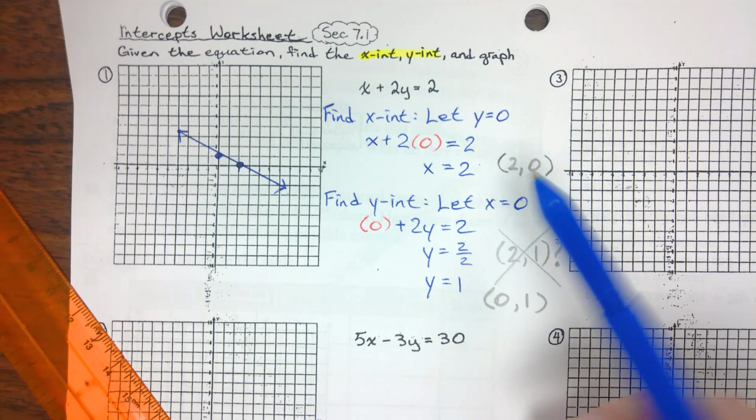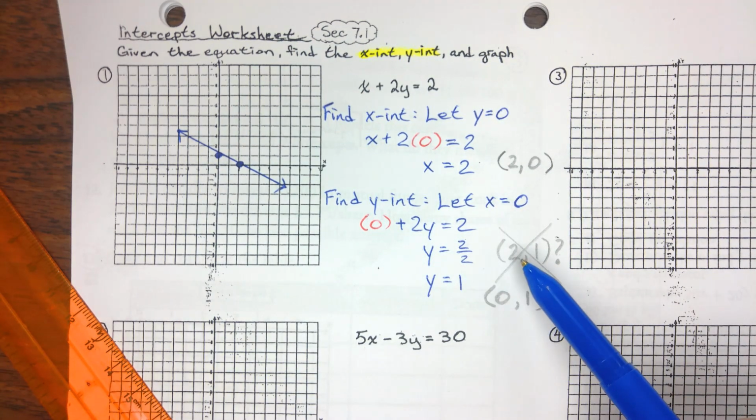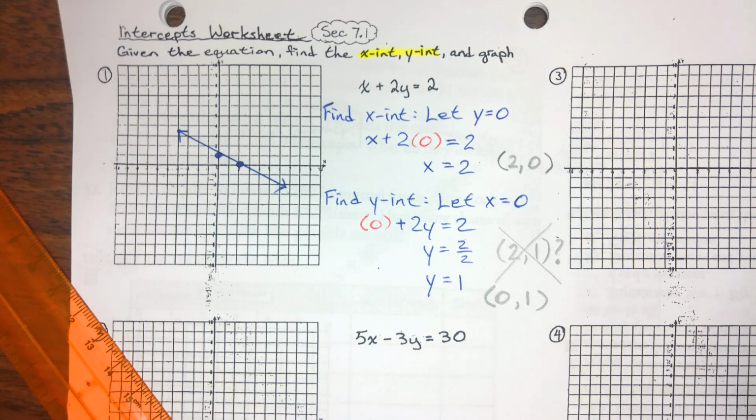And there's my line. Right? So this is a common mistake people do. They find the x, they find the y, and then they put it together, and they get 1 point. You cannot draw a line with just 1 point.